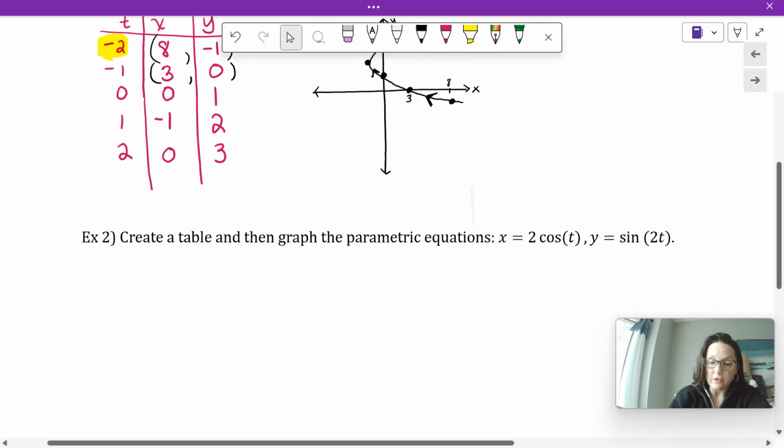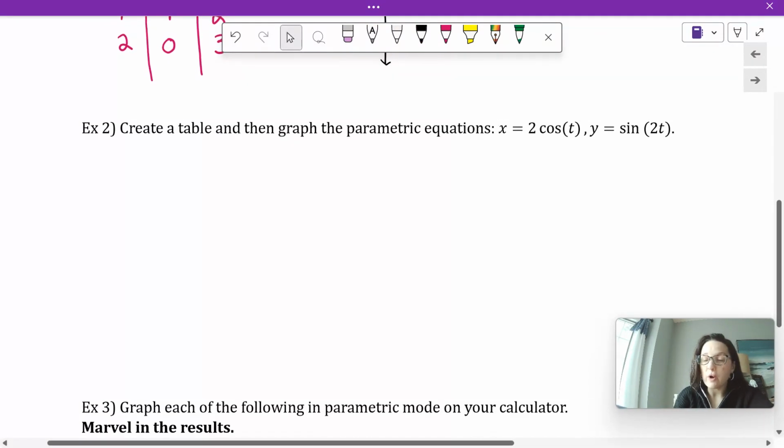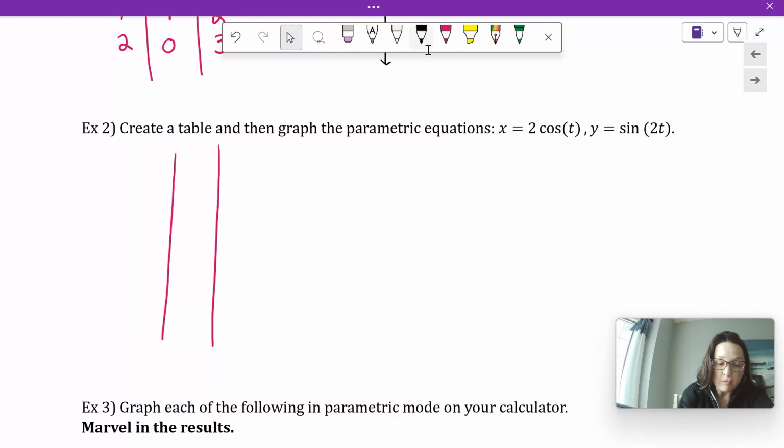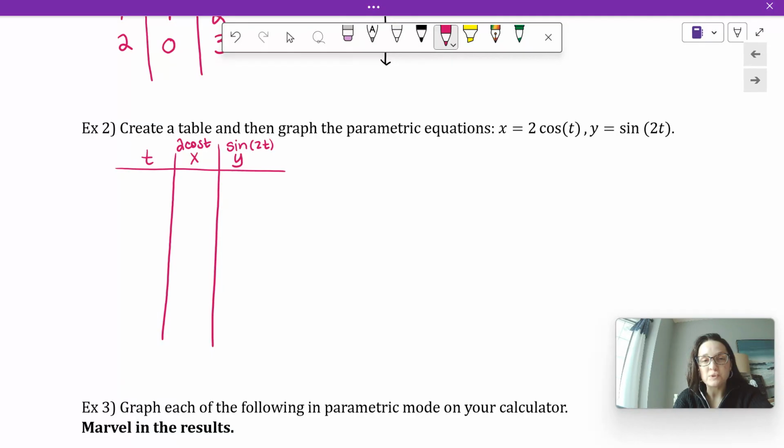All right, let's do another one. It says create a table and graph 2 cosine t and sine 2t. So again, I'm going to make a table, and I have t, x, and y. X is 2 cos t. Y is sine 2t.